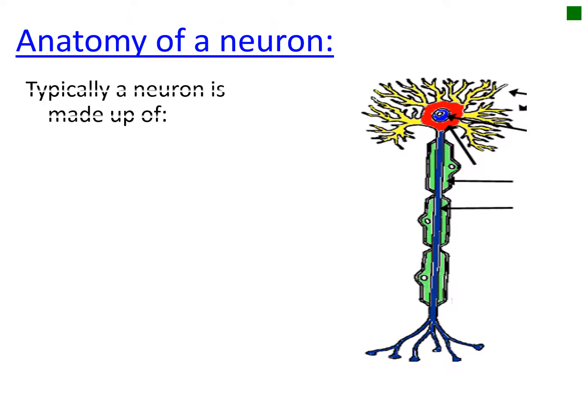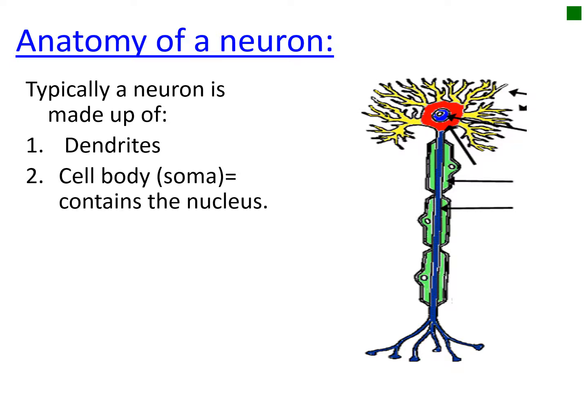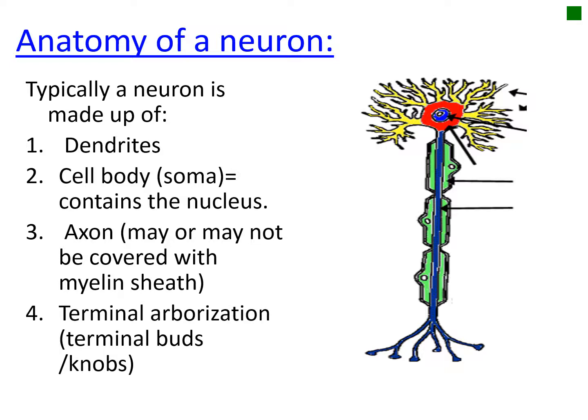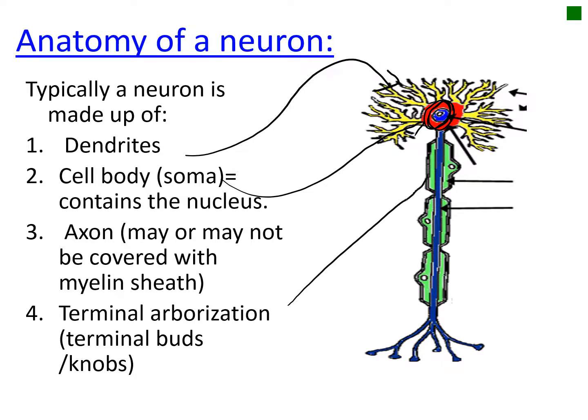Anatomy of a neuron. You have to know that the neuron is made up of dendrites, cell body or soma, which contains the nucleus, axon, and the terminal arborization. These are the dendrites, hair-like structures. They receive the message and send it to the cell body. Here is the cell body. The cell body is called soma. It contains this red spot, called the nucleus. The axon, this is the blue one here, is called the axon.